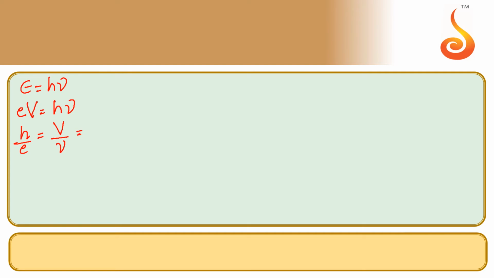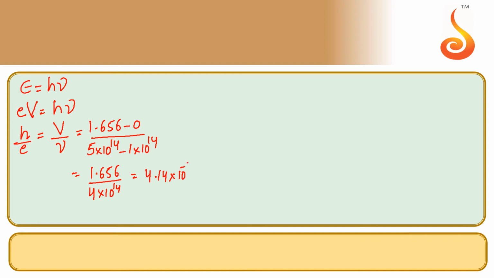So the highest value is 1.656 minus the lowest value 0, divided by the highest value of frequency, 5 into 10 power 14, minus the lowest value of frequency, 1 into 10 power 14. So what we get? 1.656 by 4 into 10 power 14. By solving, we will get 4.14 into 10 power minus 15, which is the h by e value.